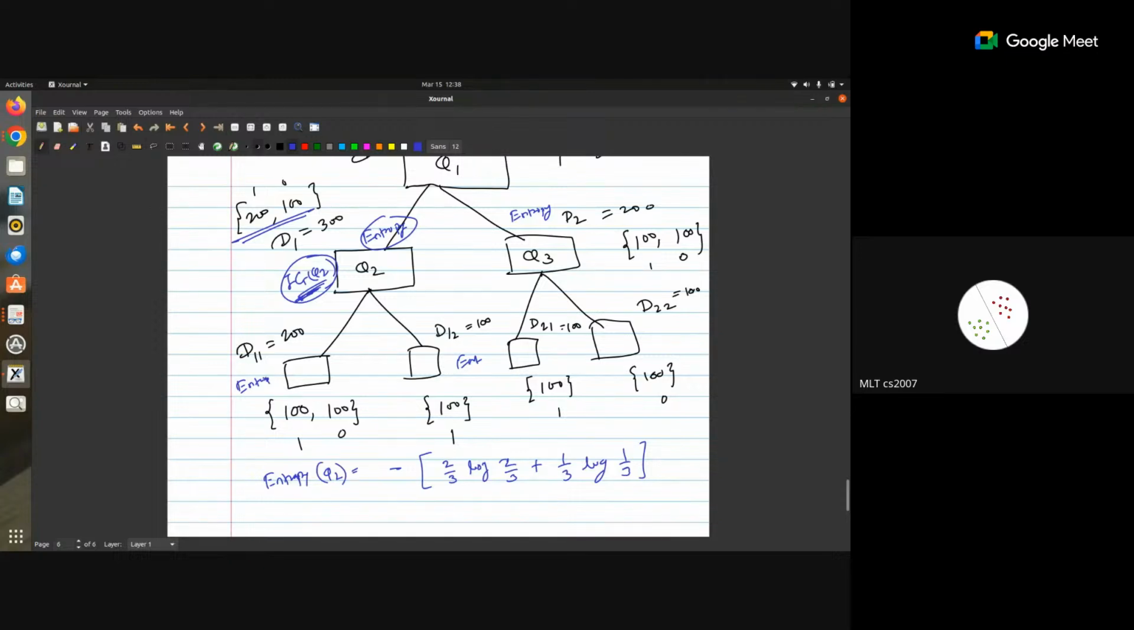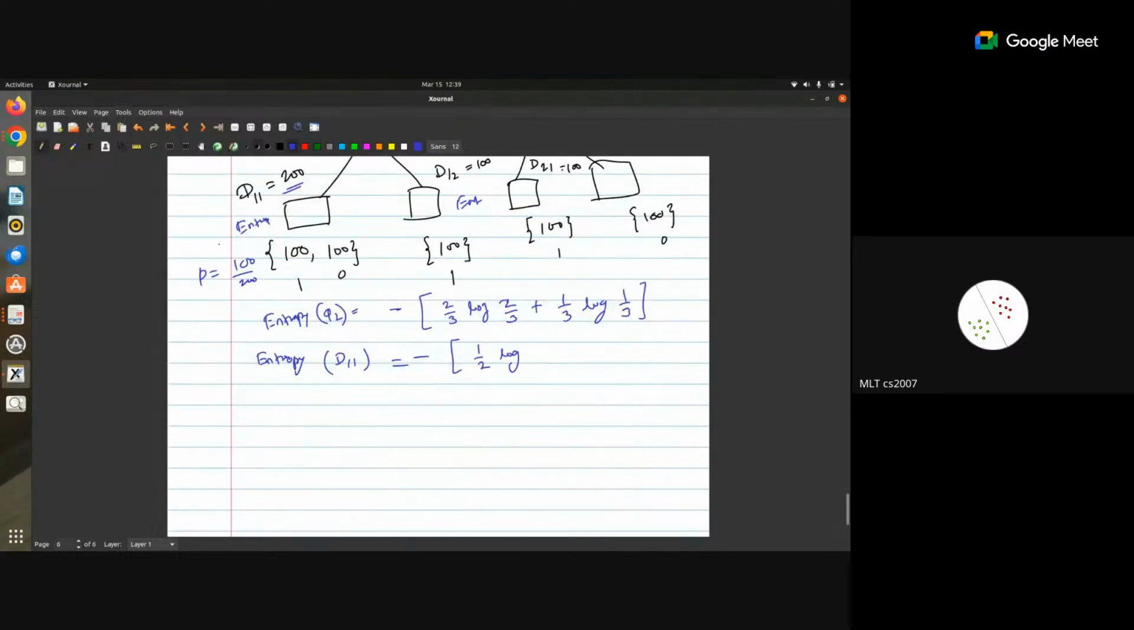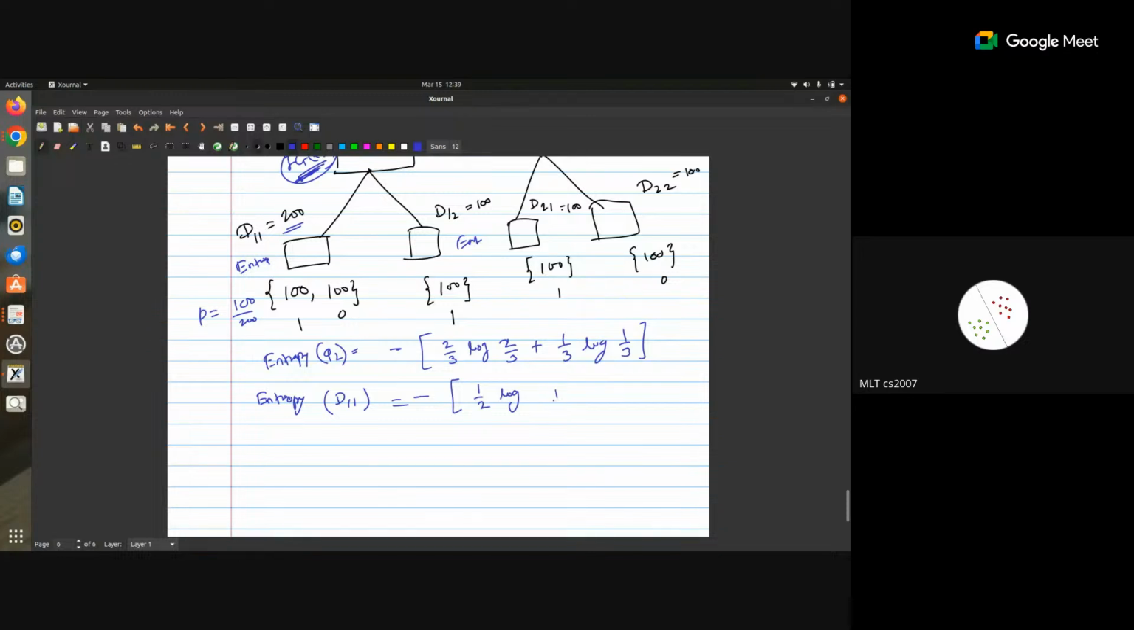Then what is the entropy at, let's say, D11? So entropy at D11 will be minus of, so how many ones are there in this case? 100. So 100 by 200, which is 1 by 2. So the proportion of ones here is 1 by 2. So the entropy at this point is minus of 1 by 2 log of 1 by 2 plus 1 by 2 log of 1 by 2.